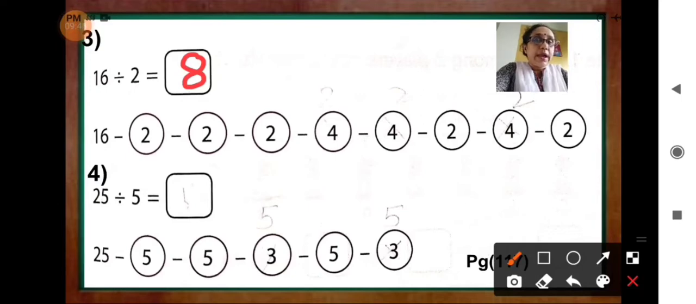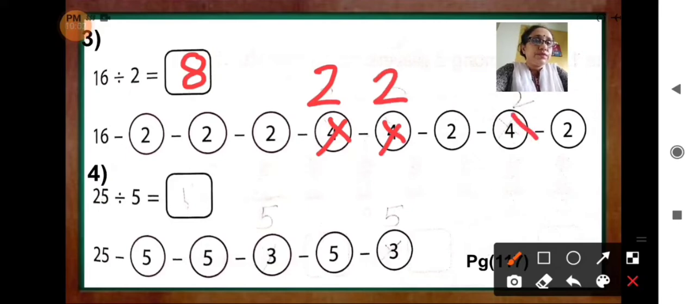Now 2 has to be here in the next line, while in repeated subtraction 8 times. So what we will do? Cut and write 2, cross it, 2, cross it, 2. Now we can count 8 times 2 is there or not. 1, 2, 3, 4, 5, 6, 7, 8. Okay. Finished? Question 4. 25 divided by 5.